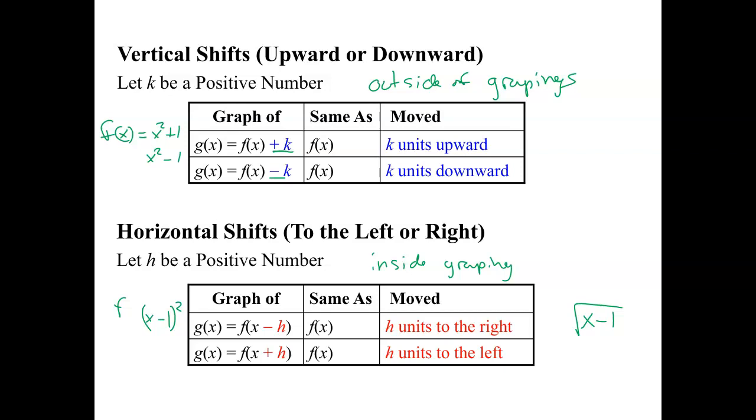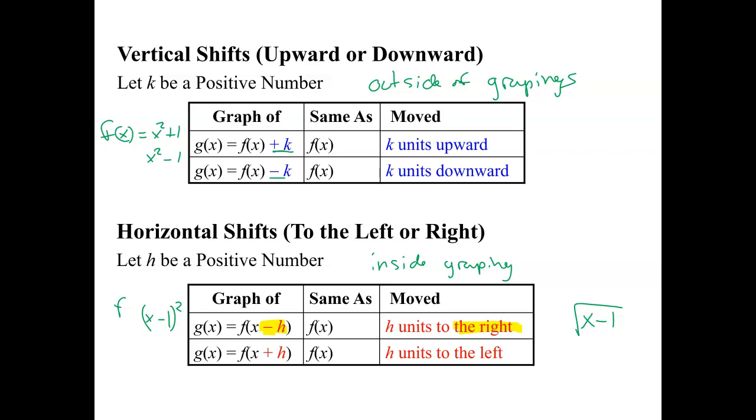Now, what's important to note with your horizontal shifts: vertical shifts make sense. Add a number, go up. Subtract a number, go down. Horizontal shifts are going to be backwards, because as we see, if I'm subtracting a number, I'm moving to the right. So I have x minus something, it moves me to the right. x plus something moves it to the left.